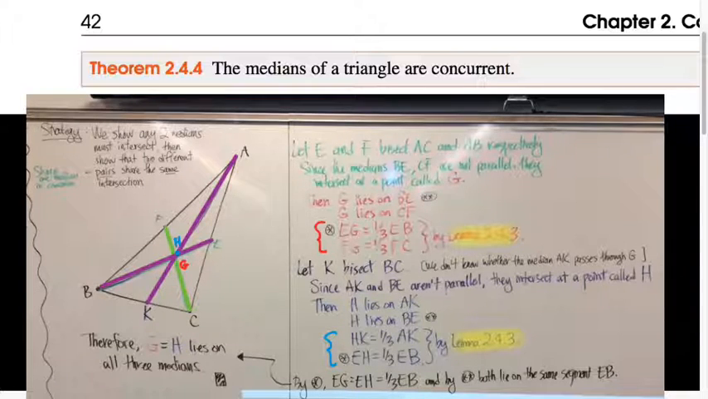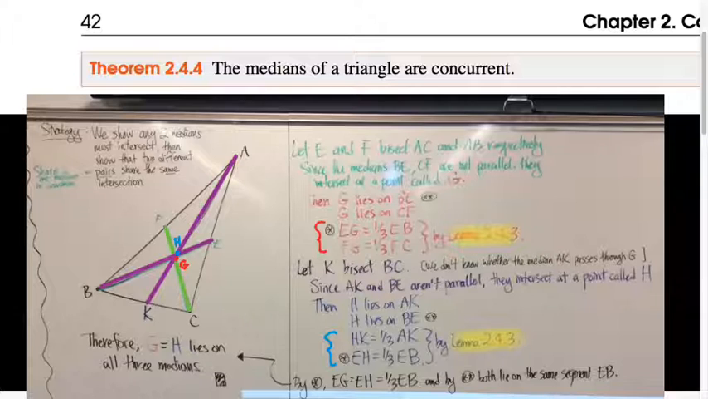And so, of course, what we don't know is that H and G are the same point. In fact, that's what we're trying to prove. If we can prove H and G are the same point, then that means that all three medians have intersected at a common spot, and therefore they're concurrent. But we have enough information on the board to let us do that.